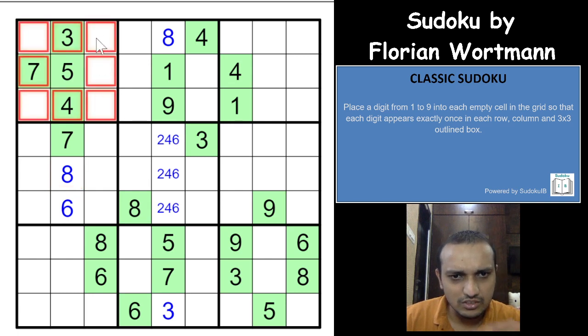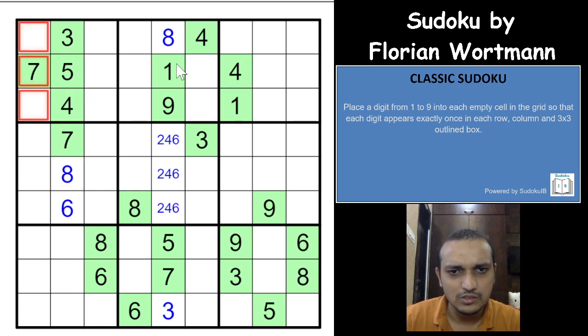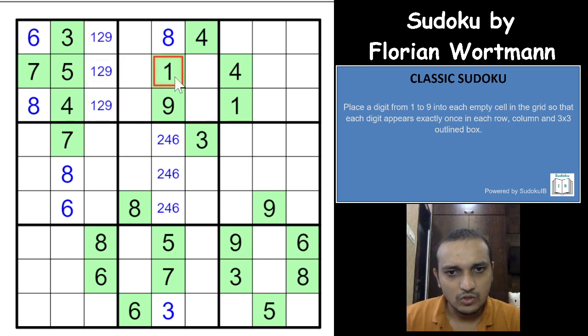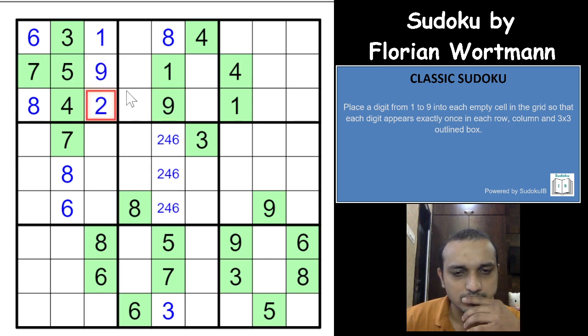Again, 8 and 6 in this box can only be in these two cells. You have an 8 here, so that gives you 6 here. That gives you a 6 here and an 8 here. So these three cells are 1, 2 and 9. You have a 1 in these two cells. So this is 1, this is 9, and this is 2. That's nice. Easy start for now.